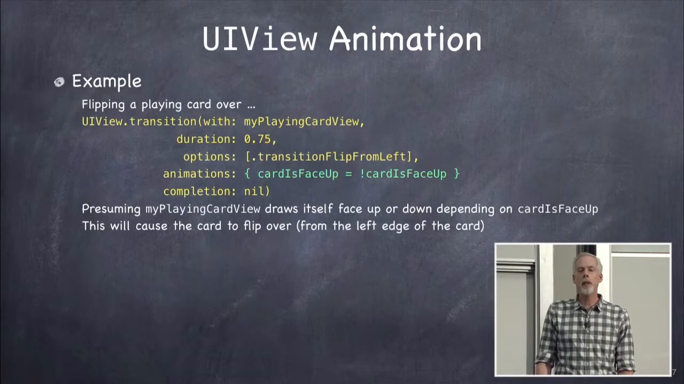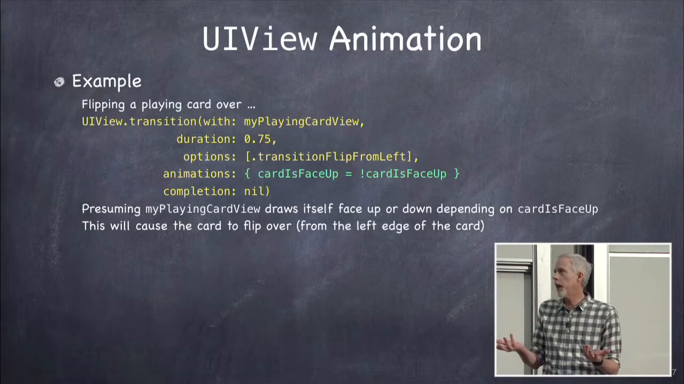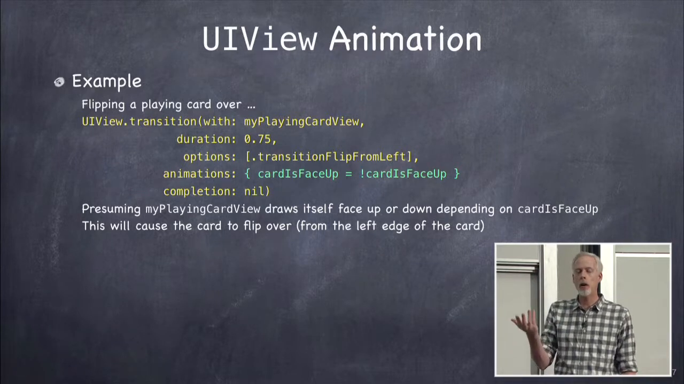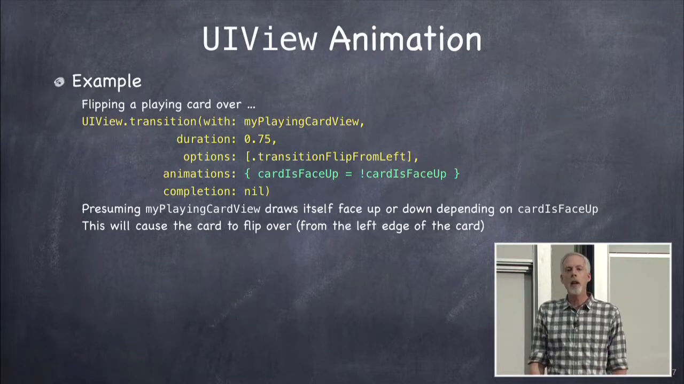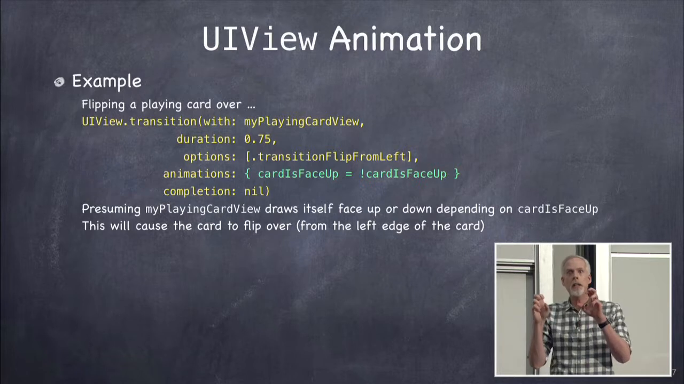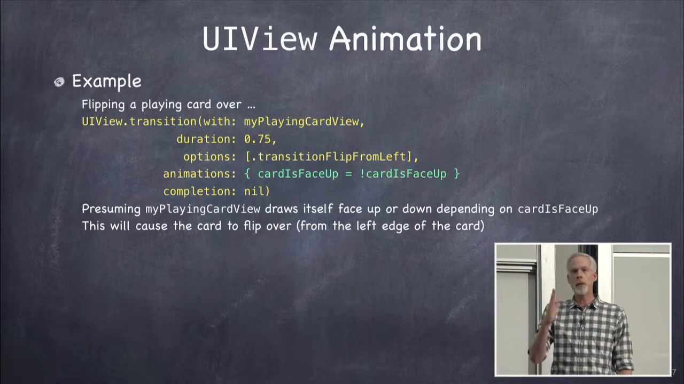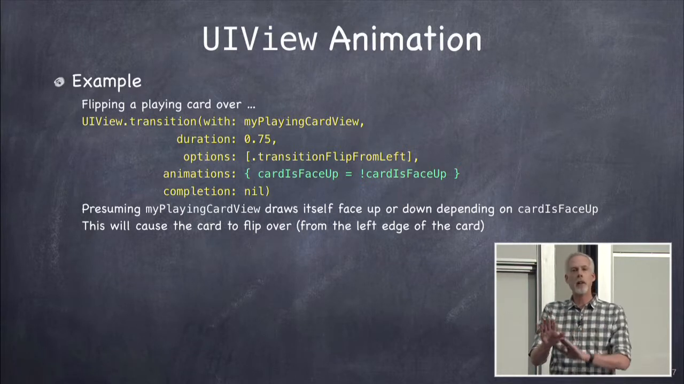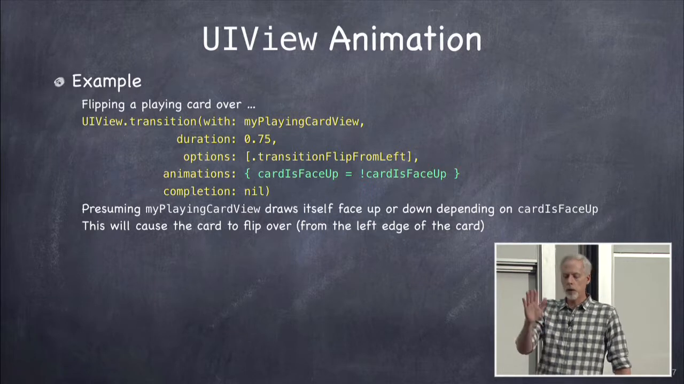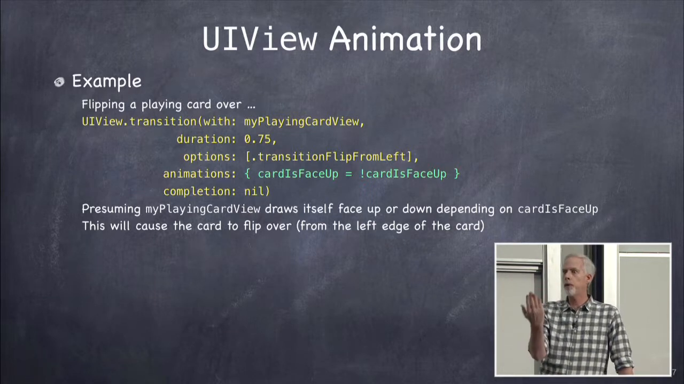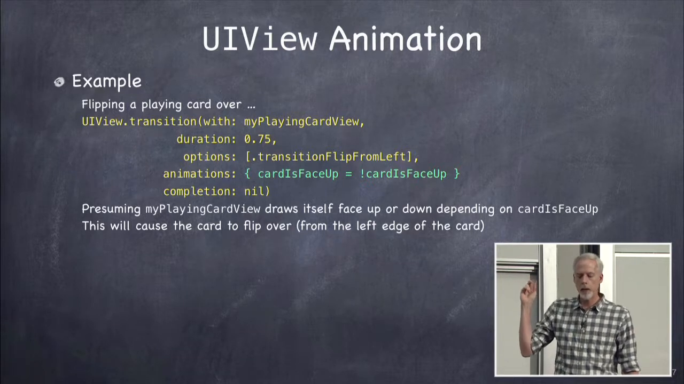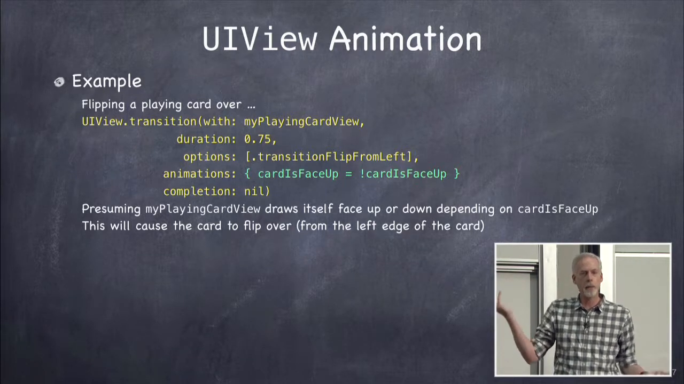So what's an example of this? Let's say I'm making a poker game and I want to show a playing card flipping over. So let's say I have my playing card view, and it's got some var on it, card is face up. If card is face up is true, then I get to see the king or the ace of hearts or whatever. And if the card is face down, then I just see the back of the card. I've got it currently in one state or the other, and I want it to flip over and show the other state. Well, here all I do is I do transition with my playing card view.